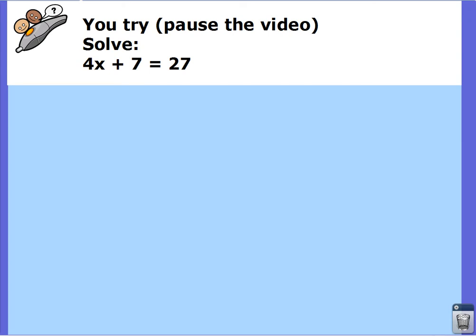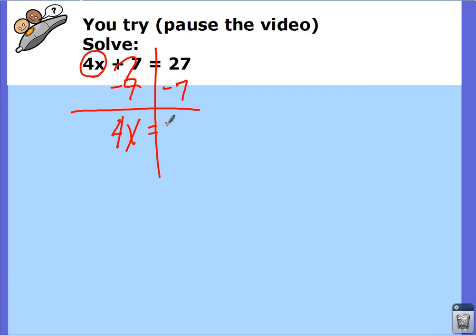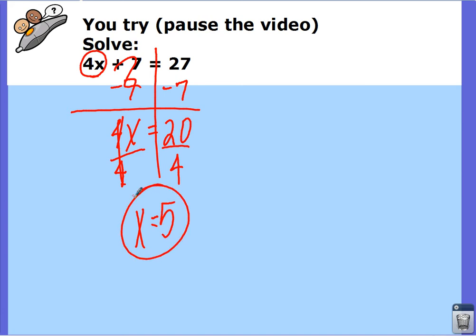Alright, so when we're solving these, remember this acts as a divider. Here's my variable, so the first thing I'm going to do is subtract 7. So 4x equals 27 minus 7 gives me 20, and then I divide by 4. So x equals 5. Okay. All right, next problem.